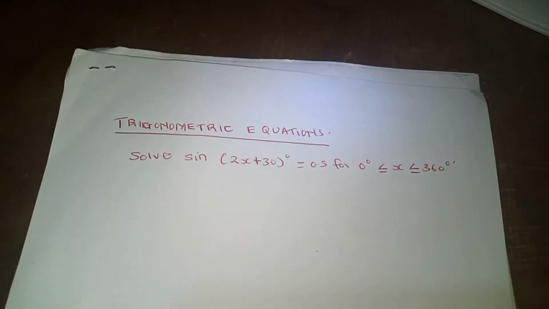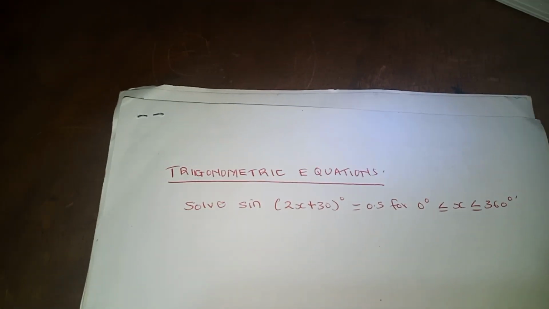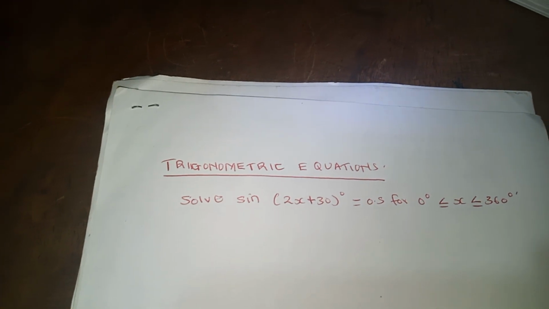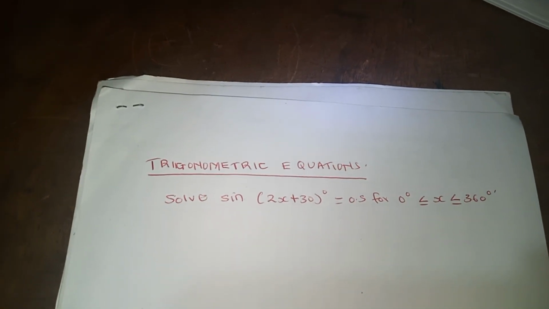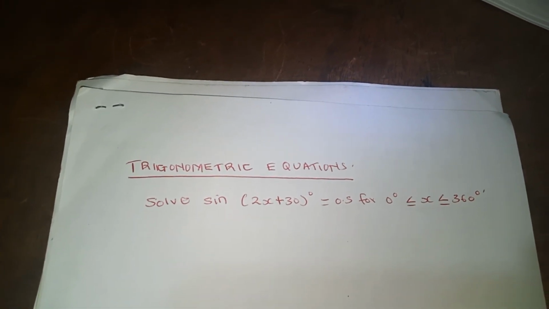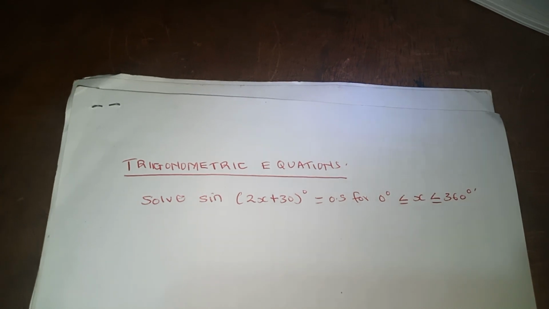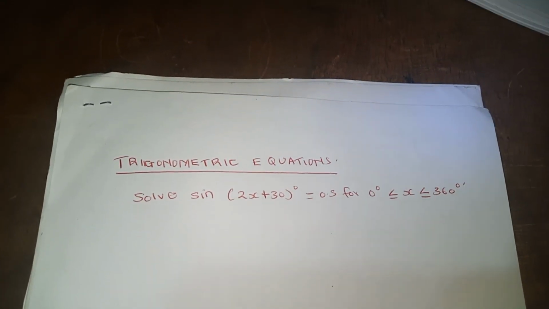The topic is trigonometric equations. The question reads: solve sin(2x + 30) degrees equals 0.5 for the range you've been given, from 0 up to 360 degrees.